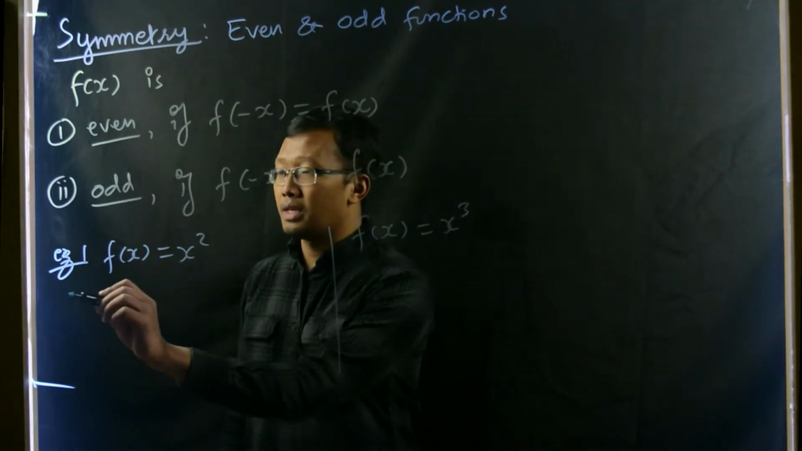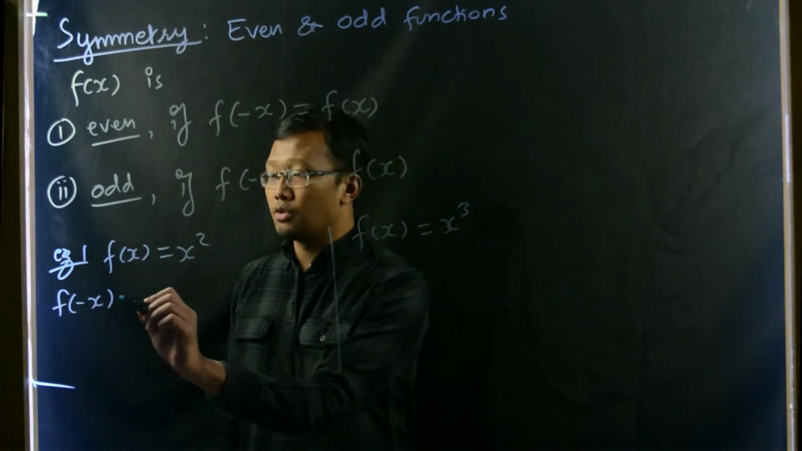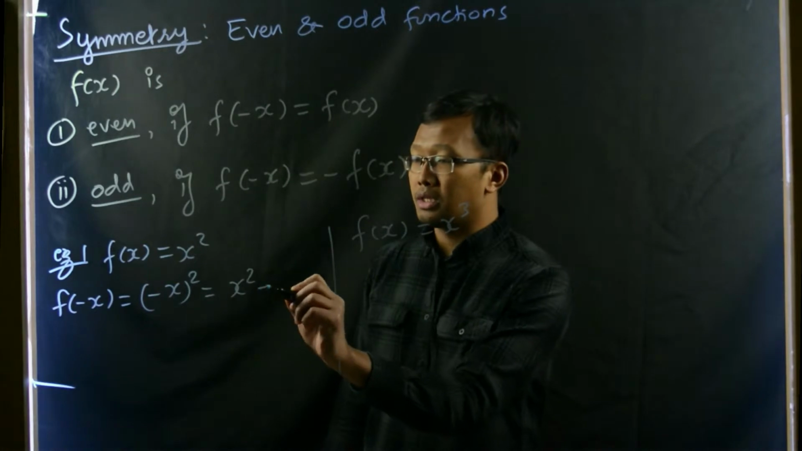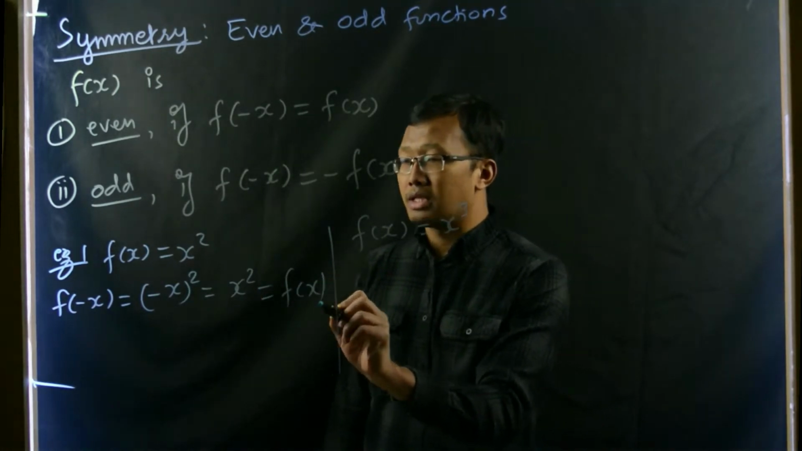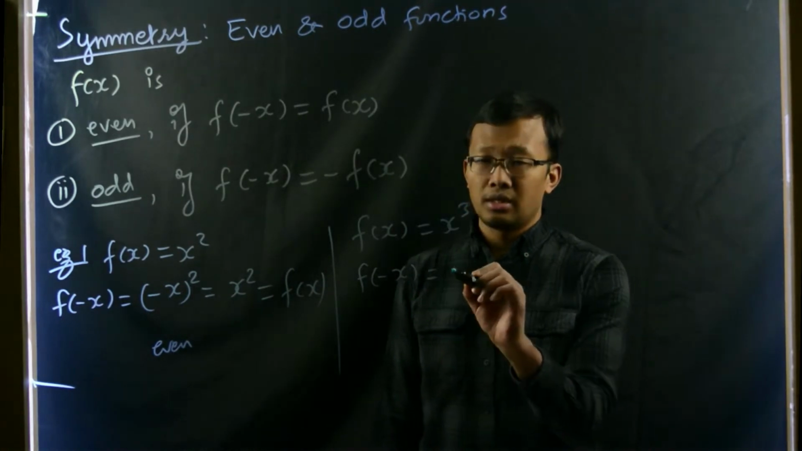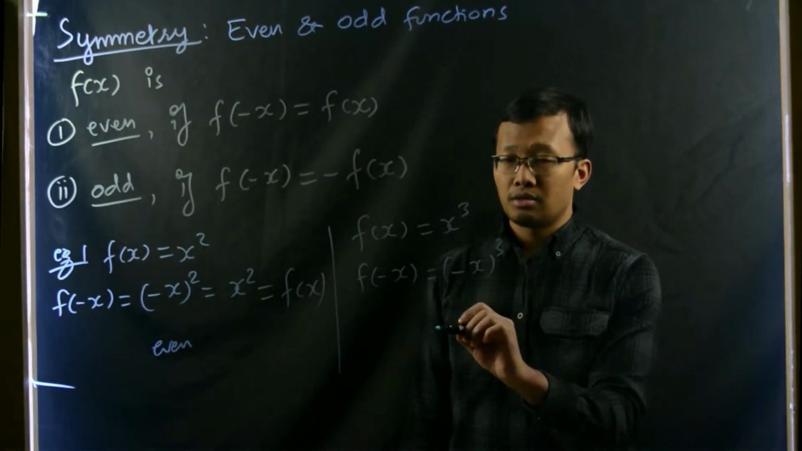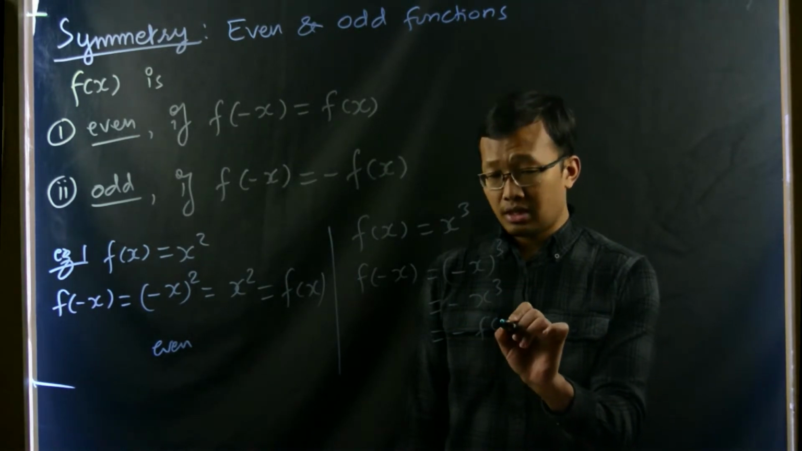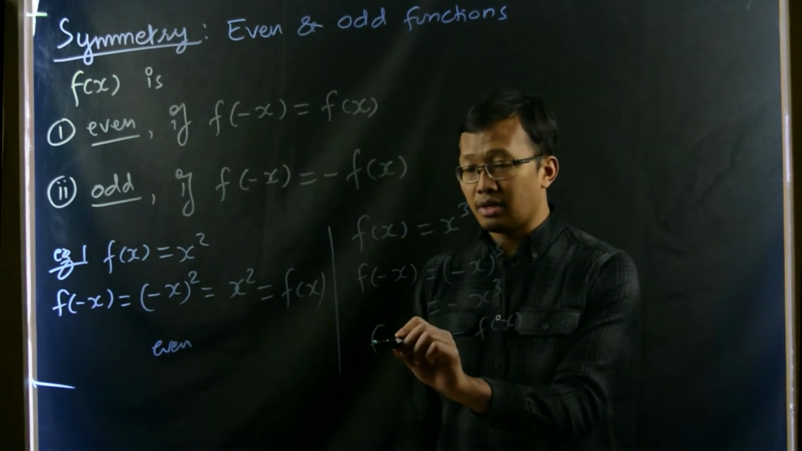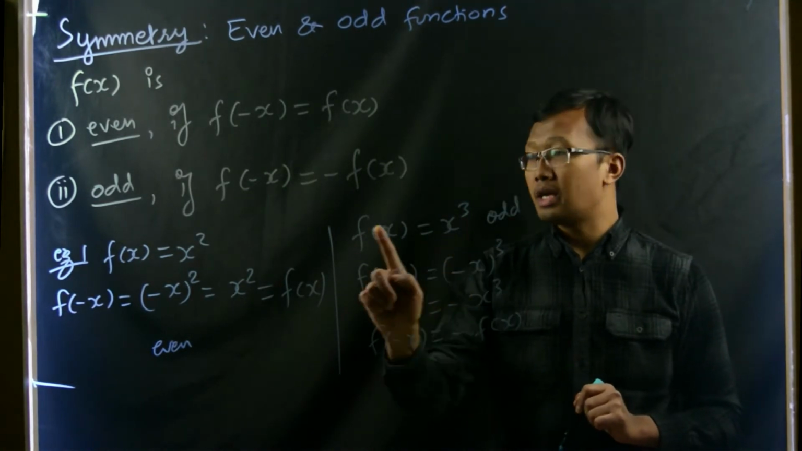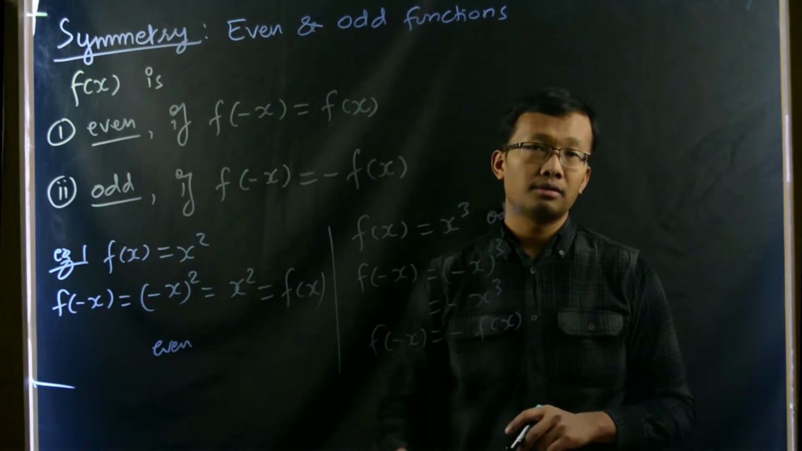For this one, f of negative x would be negative x whole square, which is simply x square. That's f of x. So that's even. And for this one, f of negative x is negative x whole cube. So that's simply negative x cube, which is negative f of x. So f of negative x would be negative f of x. This power function is odd and this power function is even.